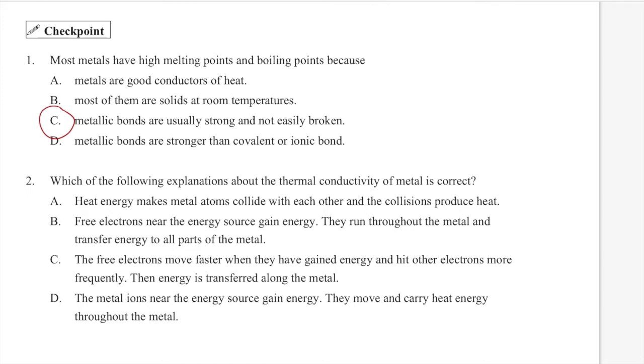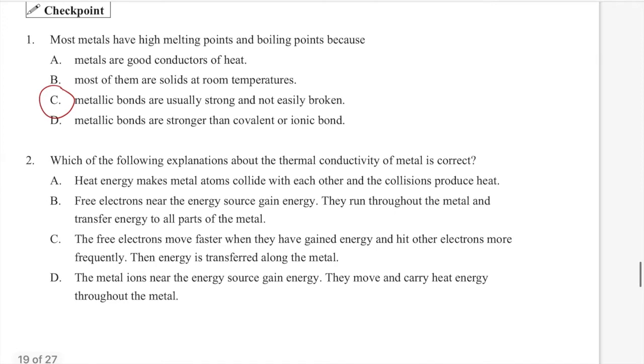Okay, and then number 2. Which of the following explanations about the thermal conductivity of metal is correct? Right, so remember, when we talk about the thermal conductivity of metals, we're talking about the movement of electrons, the mobile or delocalized electron. The metal cations will not move, so we can quickly cross out A and D.